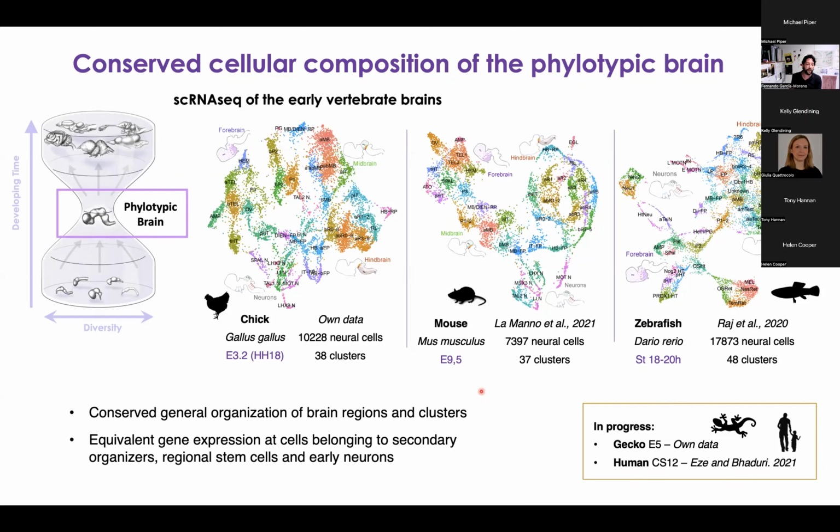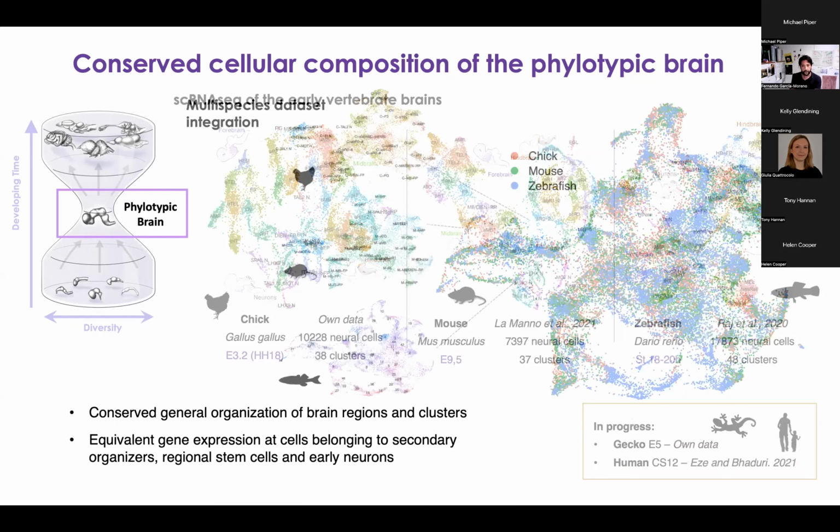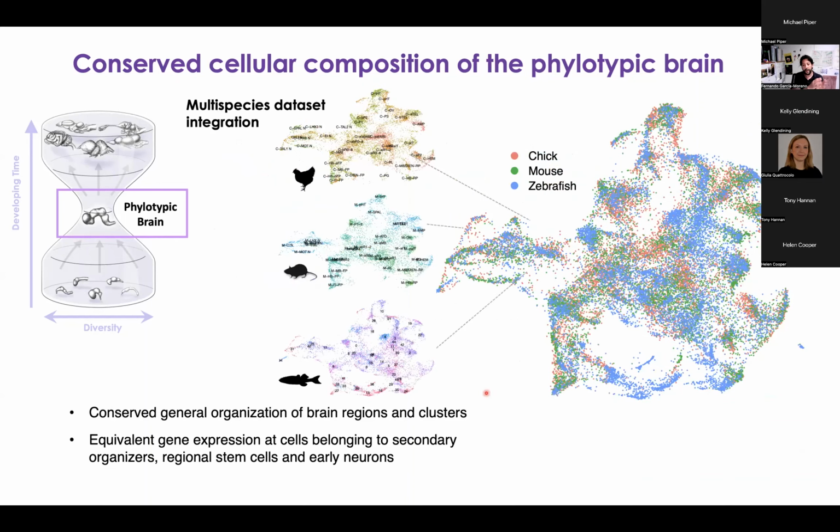far is a conserved general organization of brain regions and cell types. And these cell types belong to the 3 main types: stem cells of the different areas, earliest neurons of the brain, and also the secondary organizers. To compare them, we put the 3 data sets together into a single data set to see how much these cells are similar to each other according to this species.